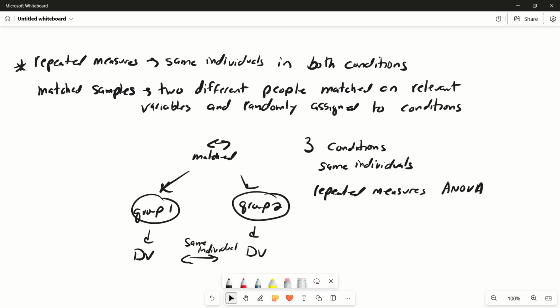So hopefully that helps you understand the correlated groups t-test and the difference between correlated groups and independent groups, both theoretically and statistically, mathematically.